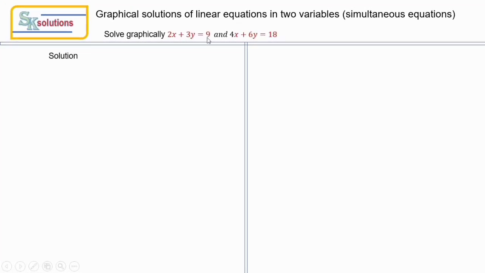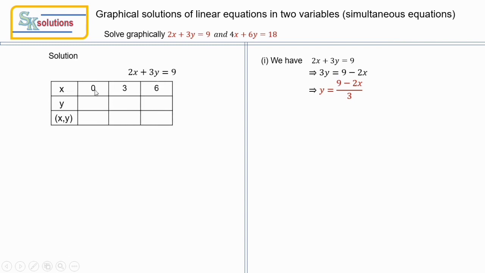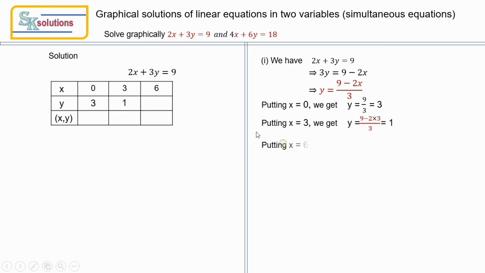Let's solve 2x + 3y = 9 and 4x + 6y = 18. The equation is 2x + 3y = 9. Rewriting this equation, we get 3y = 9 - 2x, or y = (9 - 2x)/3. Now we will take the values of x as 0, 3 and 6. Substituting x = 0, we get y = 3. Putting x = 3, we get y = 1. Putting x = 6, we get y = -1. So the coordinates are (0, 3), (3, 1) and (6, -1).